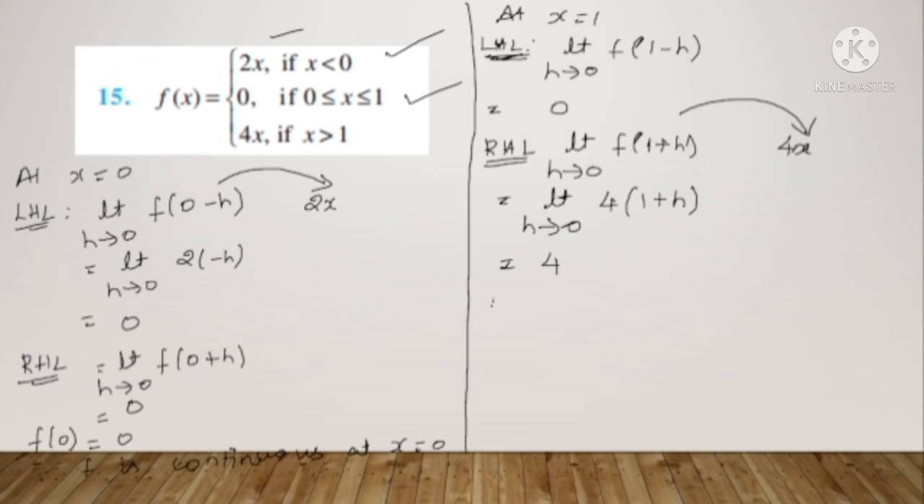So left hand limit is not equal to right hand limit. No need to find the image. Since LHL is not equal to RHL, we conclude that f is not continuous at the point x is equal to 1. So at x equal to 1, f is not continuous. So this is the answer for sum number 15.